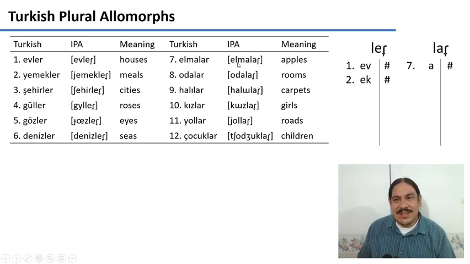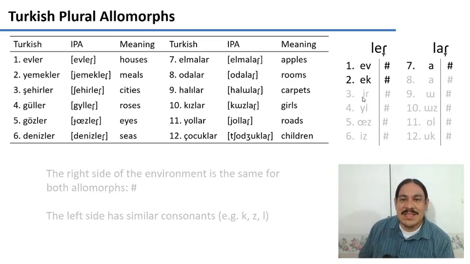In number seven, elmalar, the allomorph is preceded by an a, so you don't have to go one sound over. We already found the vowel. So I want you to extract the environments with a consonant if you find it, and then the preceding vowel. I want to see the vowel that comes before the ler and the lar. Please go ahead and get the environments. Please pause the video.